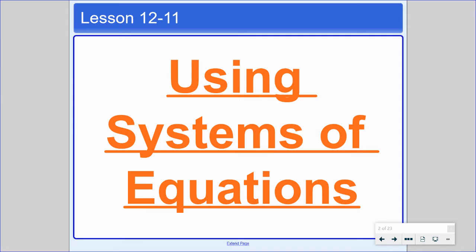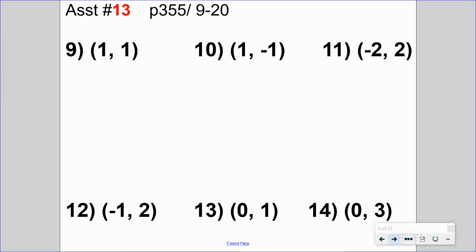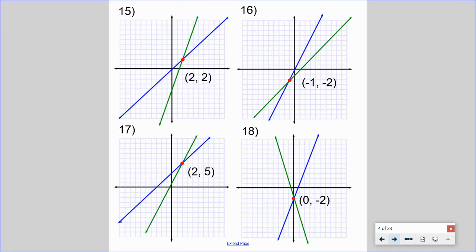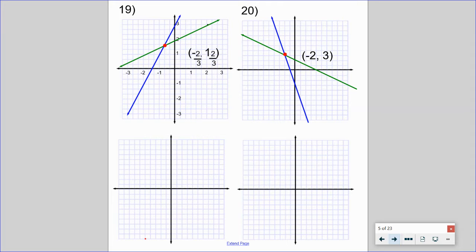Lesson 12, Section 11, Chapter 12, Section 11, using systems of equations. Now let's go ahead and review the previous assignment, page 355, numbers 9 through 20. Pause. Come on back when you're ready. I got a few more graphs coming up next. 15 through 18. 19 and 20.